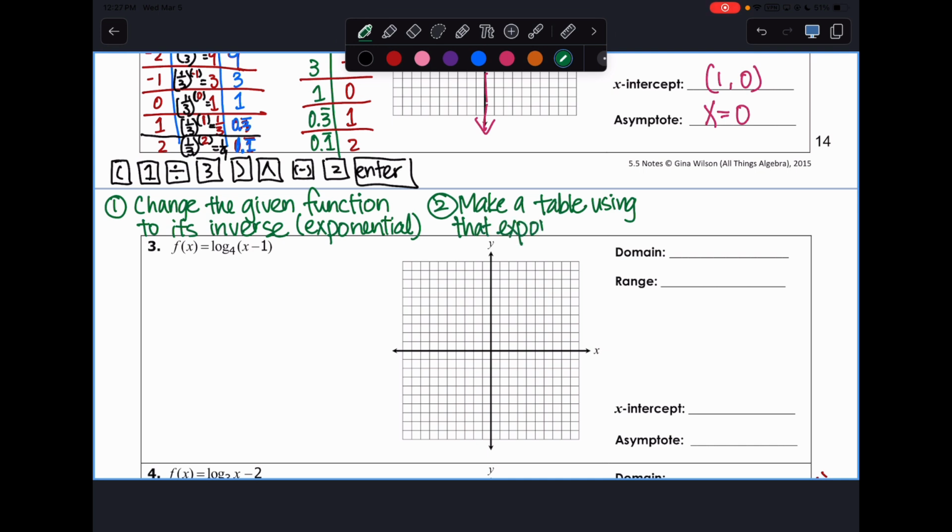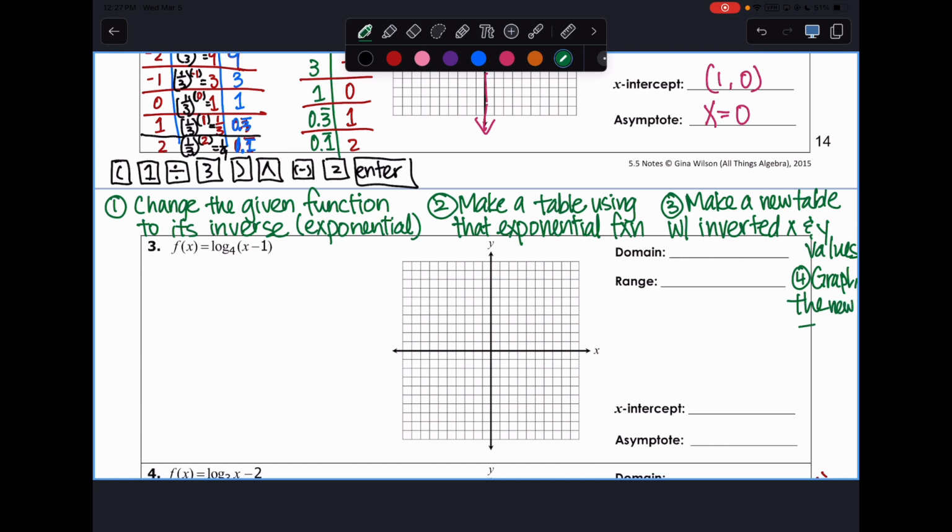Make a table using that exponential function. And then what do we do with that? Make a new table with inverted x and y values. Okay. And then the last step would be to graph the new table. Okay? Are we clear on the steps? I'm just recapping what we did in haste after Monday.